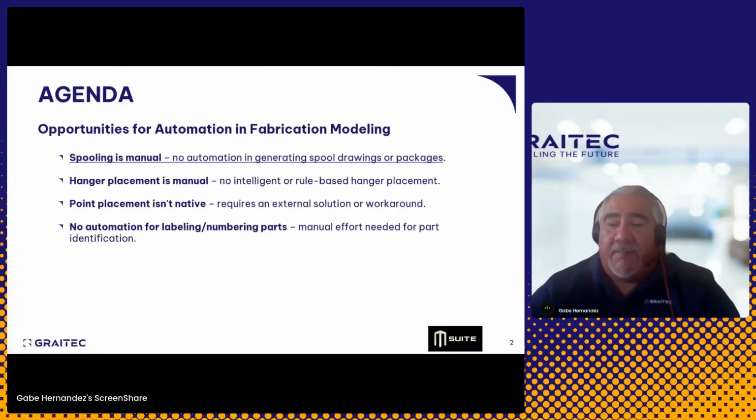Okay, so again, what I'll be covering today is how to automate spooling in your fabrication models. Currently in Revit, spooling is a manual process. It can be done, but it's error prone, of course, and time consuming. And with MSUITE's BIM Pro, users can generate spools quickly, modify and manage packages, sheets, PDFs, and MAJs. All right, so let's go ahead and get in and take a look.